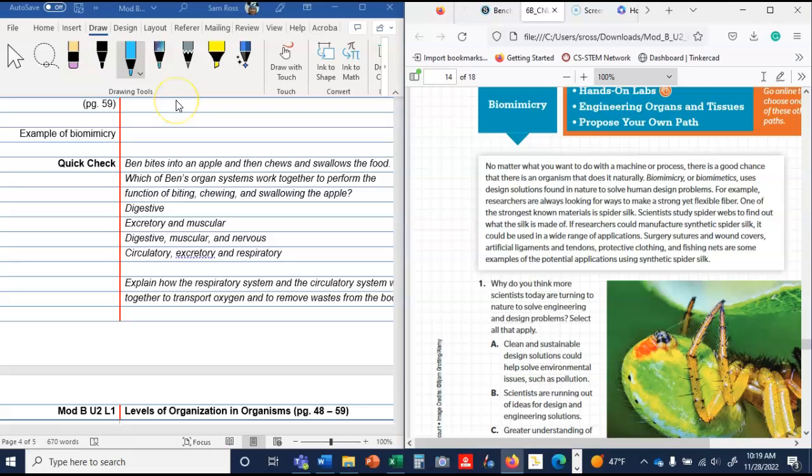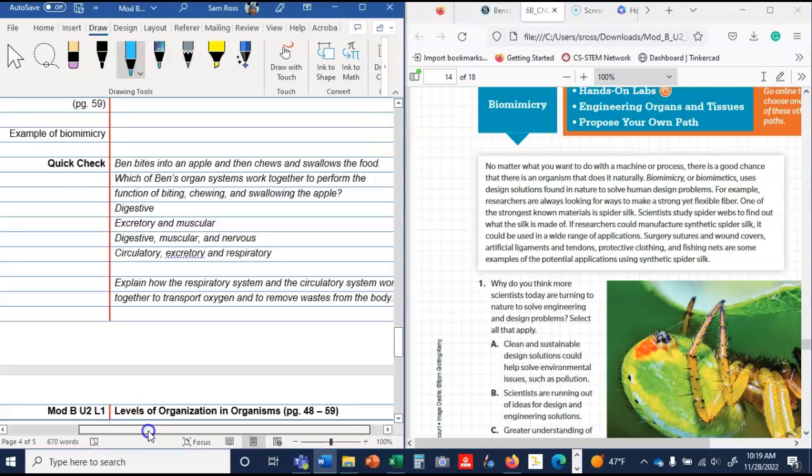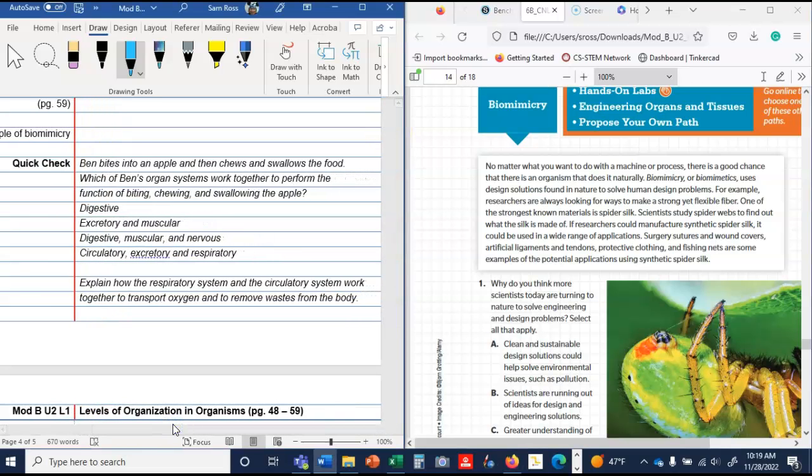Okay, so we finished biomimicry in our last section with the spider silk being the example of biomimicry. And then Ben bites into it. This is one of our quick checks. Ben bites into an apple, then chews and swallows the food. Which of Ben's organ systems work together to perform the function of biting, chewing, and swallowing the apple? So that's going to be digestive, muscular, and nervous.